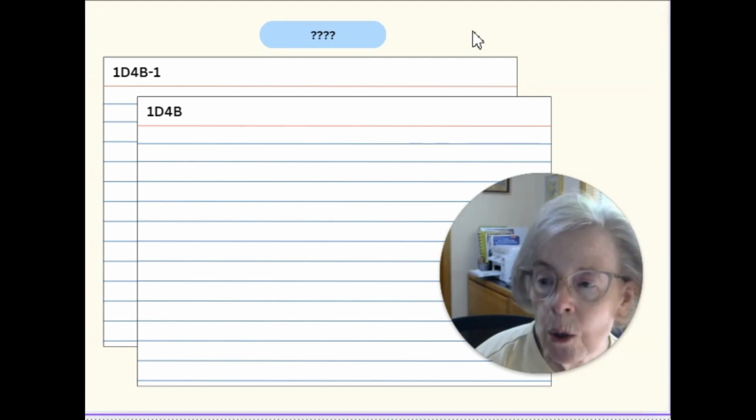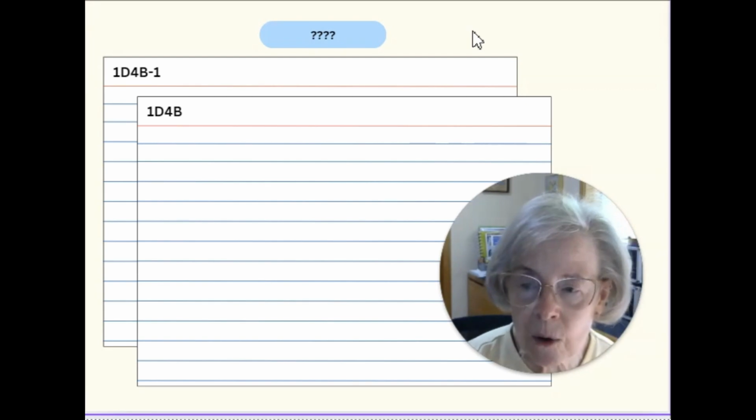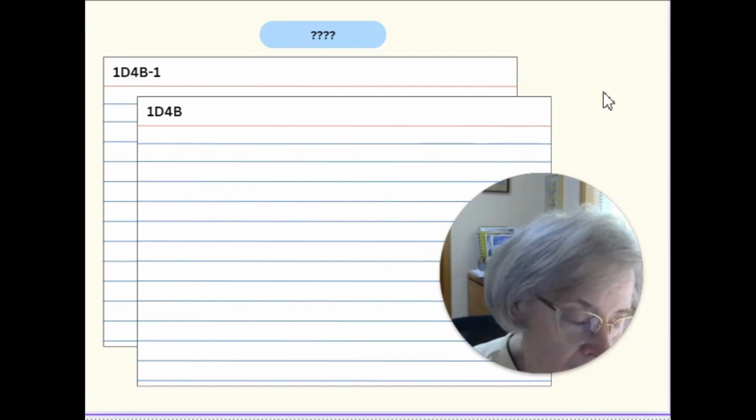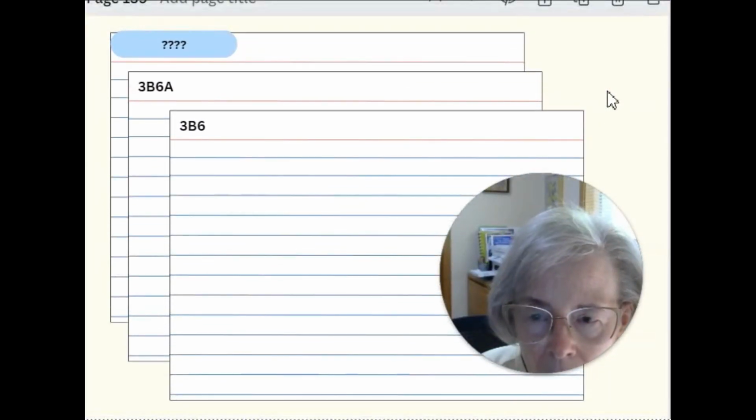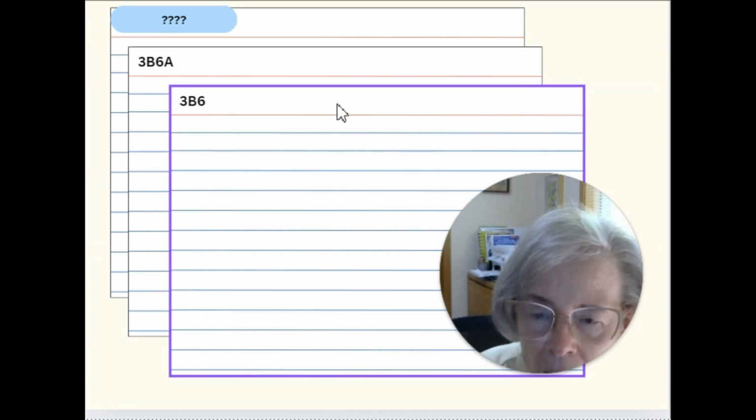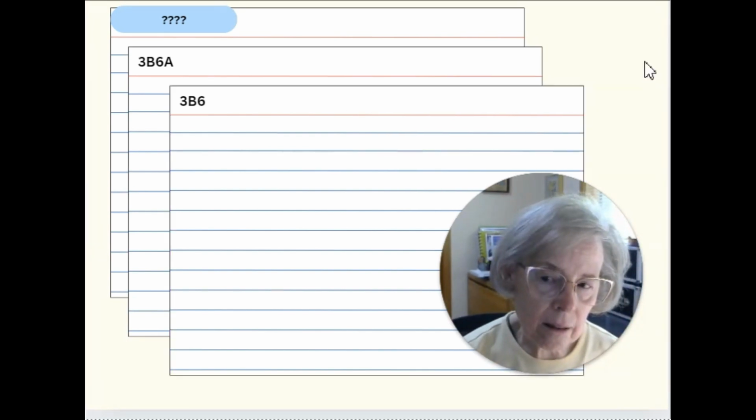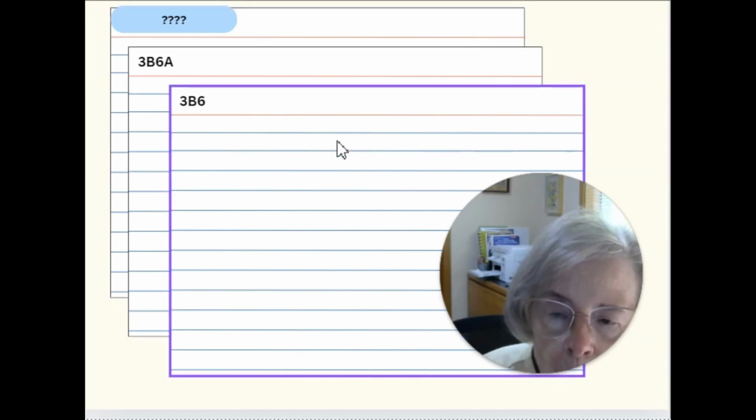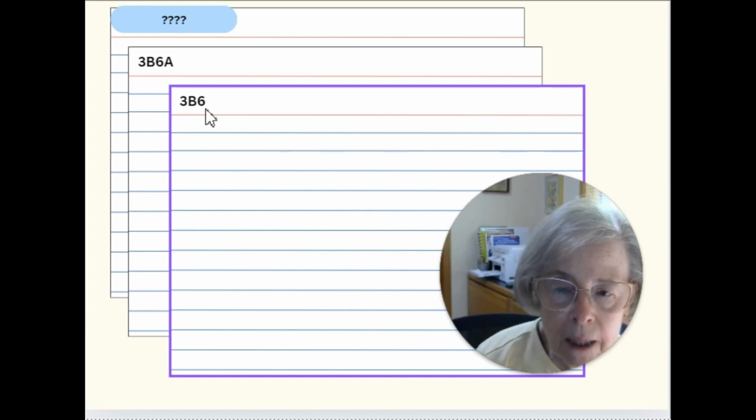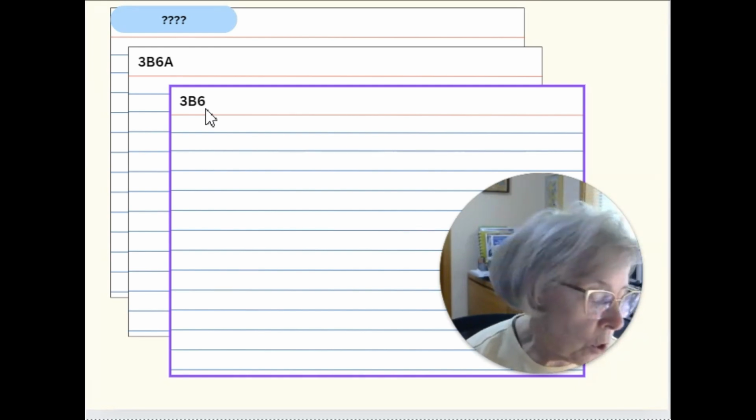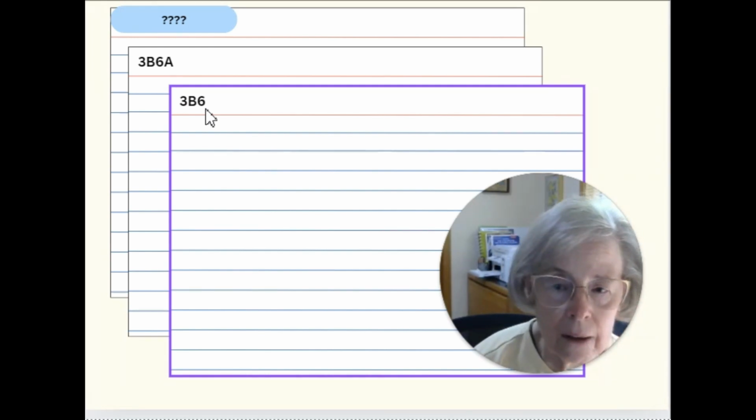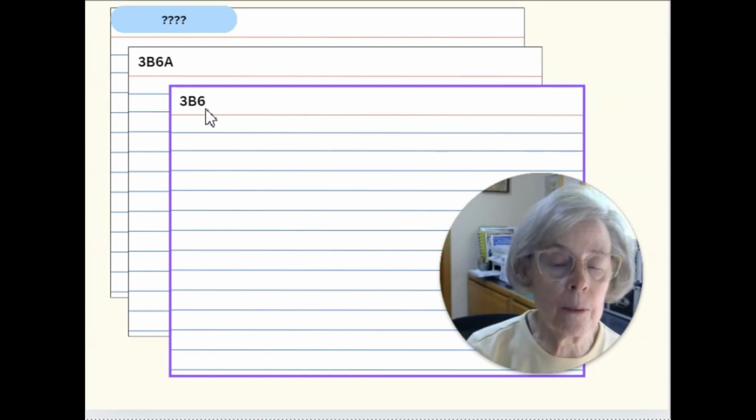You ready to go on to a new concept that takes it to a next level? Okay, here we go. In our next example, you've got card 3B6, and your new card needs to go right after 3B6, but there's already a 3B6A. What card number would you give your new card if you've already got a 3B6A?